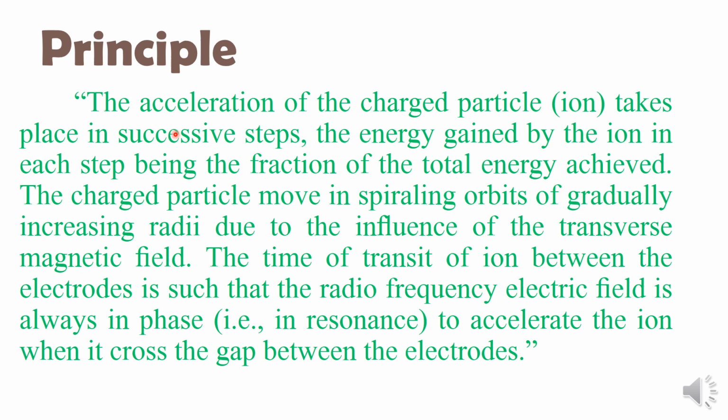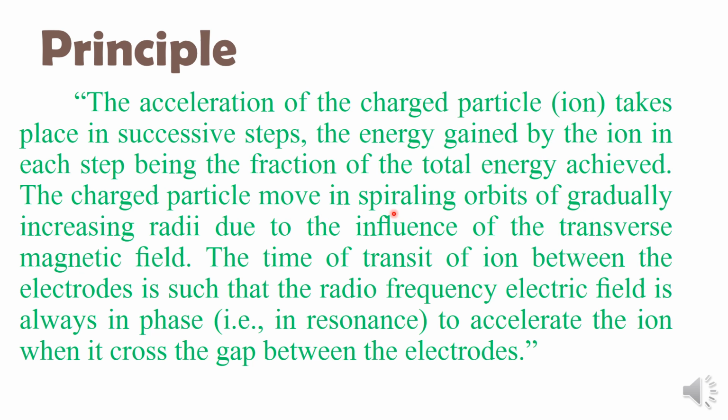So here, the particle gets accelerated in successive steps. That means each time it enters the gap, it gets accelerated, and therefore the final energy achieved by the particle is the fraction of the energy achieved in each step. Now look at this sentence. The charged particle in cyclotron will take a spiraling path.